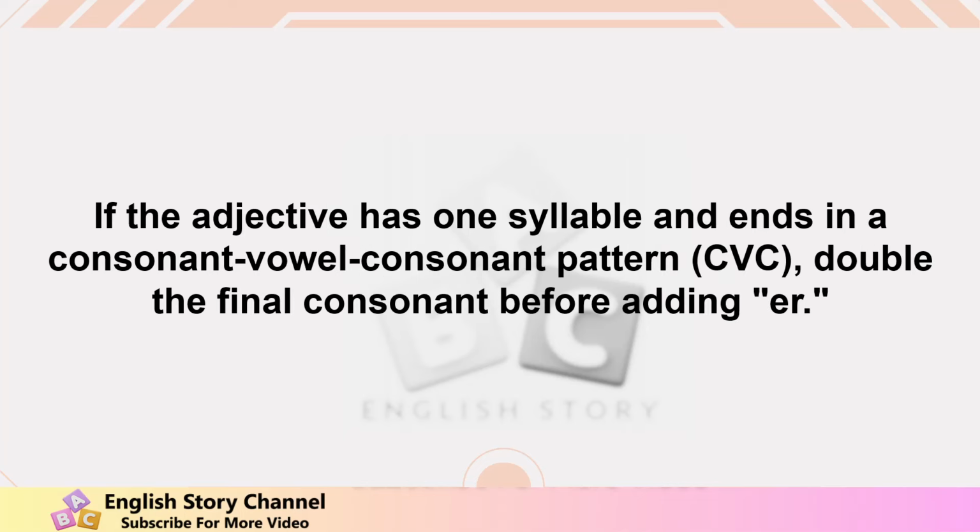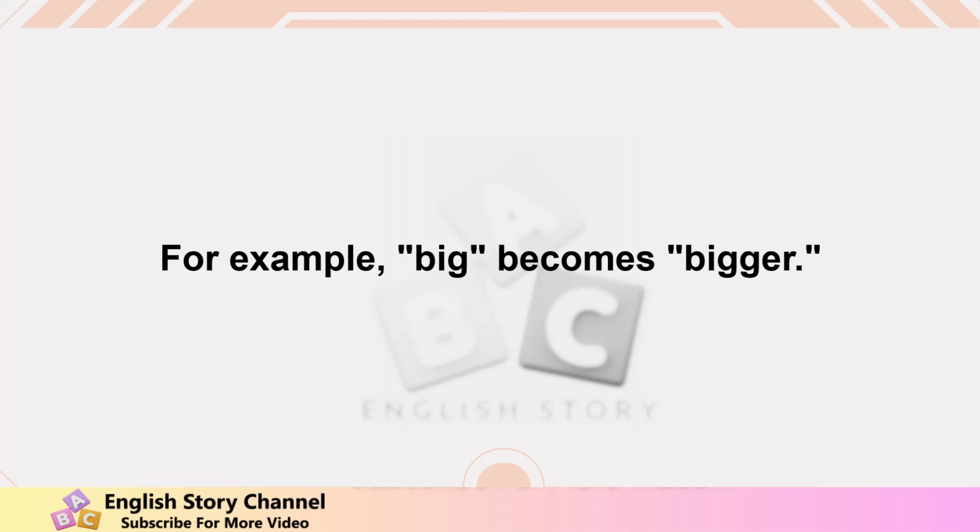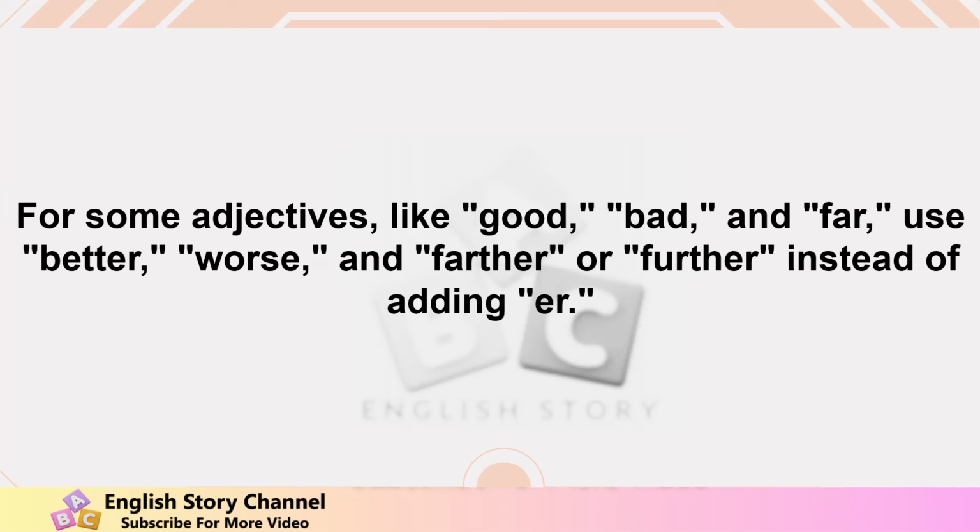If the adjective has one syllable and ends in a consonant-vowel-consonant pattern, double the final consonant before adding "er". For example, big becomes bigger. For some adjectives like good, bad, and far, use better, worse, and farther or further instead of adding "er".